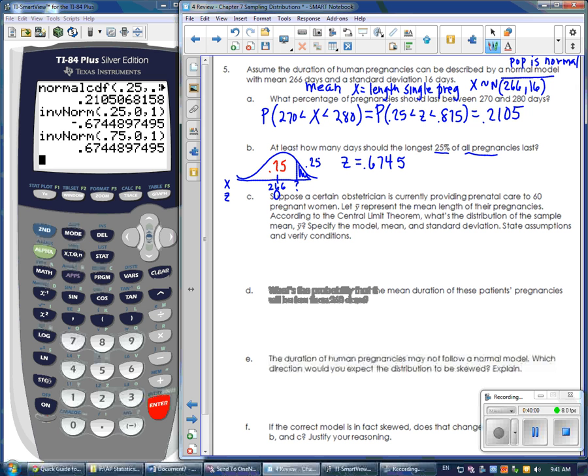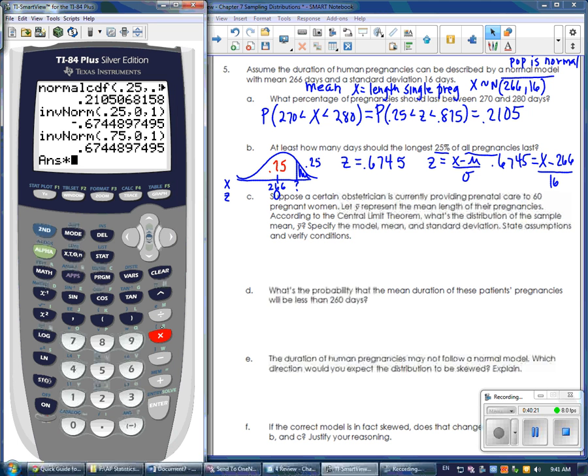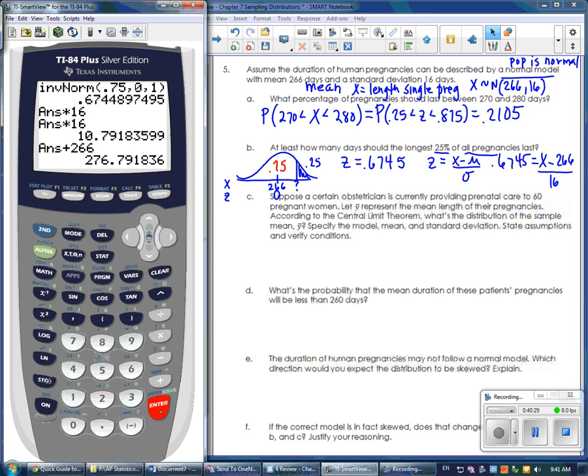And now that I know that, I can use my formula where z is equal to x minus the mean over the standard deviation to actually solve for x. So that tells me 0.6745 is going to equal the x value that I don't know minus the mean of 266 divided by a standard deviation of 16. So if I take this value times 16 and add the 266, I will get my x value. Notice that that's more than the 266, which is what I would expect.